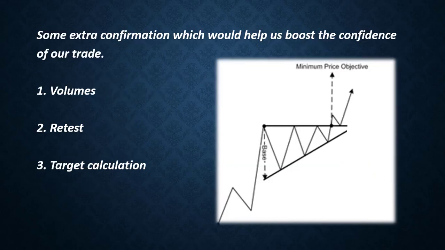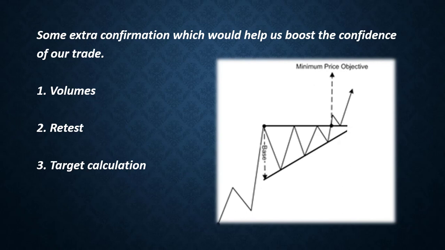Now I'll discuss some extra confirmation which would help us boost the confidence of our trade. Firstly, the volume. If the breakout is accompanied by above average volumes, it gives us confirmation of the trade becoming successful. Secondly, retest. There might be instances where the stock returns back to the horizontal line after the breakout. This phenomenon is known as retest or role reversal, which is the basic tenet of technical analysis, where resistance turns into support and vice versa.